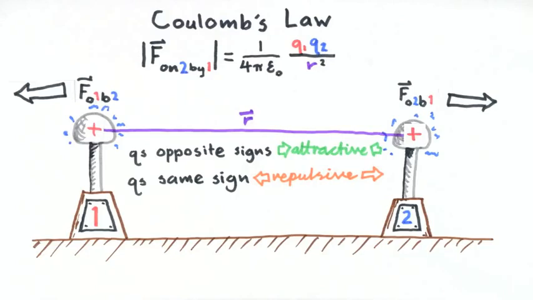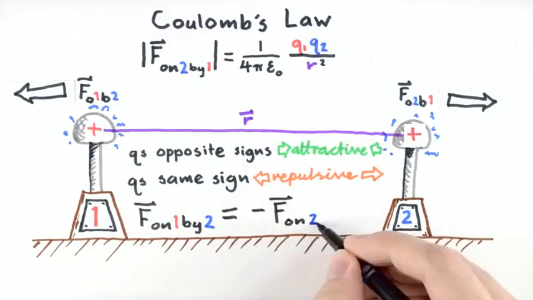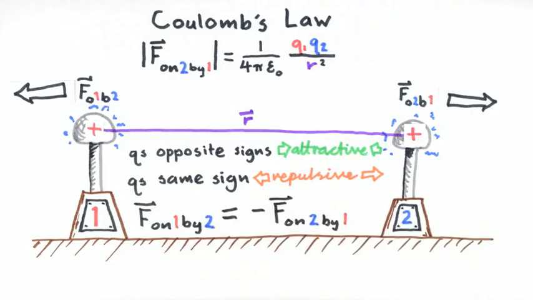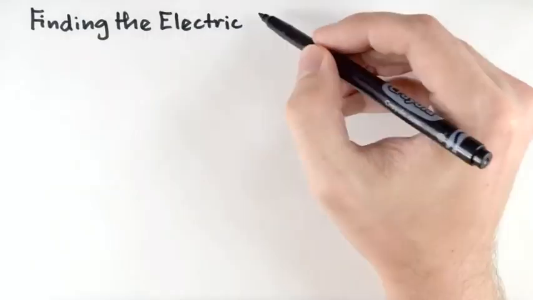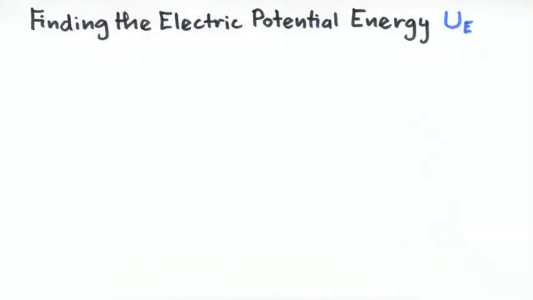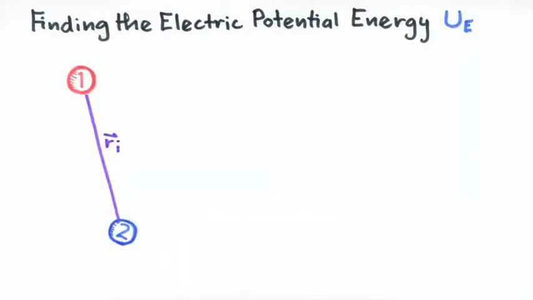And so we can express this by writing the electric force on 1 by 2 is just minus the electric force on 2 by 1. Now to find the electric potential energy, U sub E, we can follow essentially the same steps we took before to find the gravitational potential energy.